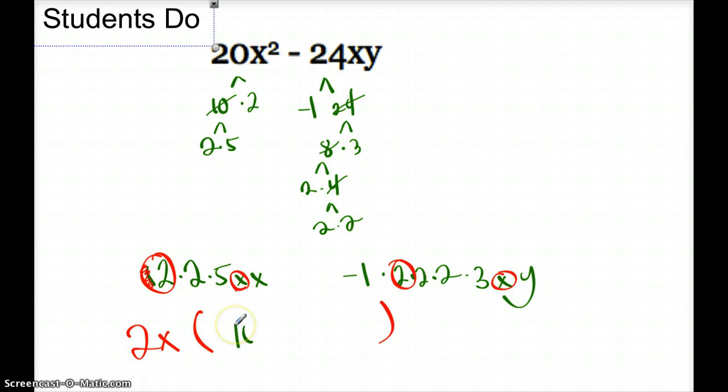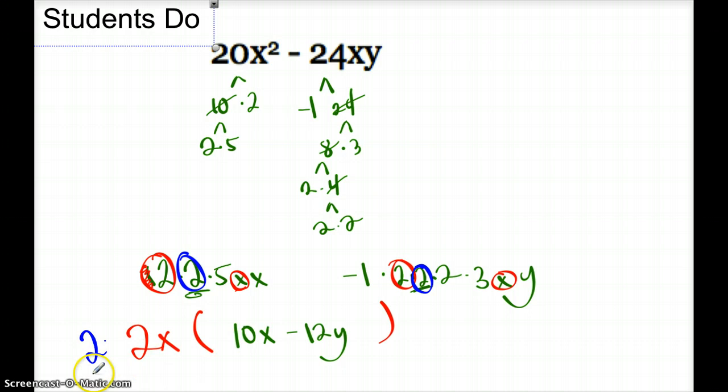2 times 5 is 10x. And here, negative 1 times 2 times 2 times 3 is 12, minus 12y. Now, what I noticed, I made a mistake, which is fine. Right here, what you'll notice is they're both even numbers. That means I forgot to take a 2 out. I only counted 1, 2. So I'm going to take that 2 out as well. Do that in blue. This one also goes outside, so I had to multiply it on the outside over here.